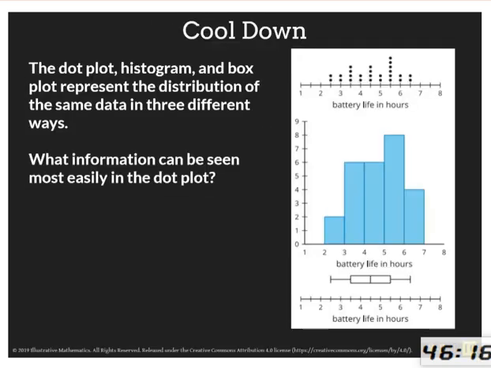Okay, cool down. The dot plot, histogram, and box plot represent the distribution of the same data in three different ways. What information can be most easily seen in the dot plot? The second question, what information can be seen most easily in the histogram? And the third question, what information can be seen most easily in the box plot? Once you finish those questions, you are done and ready to get on to your homework.